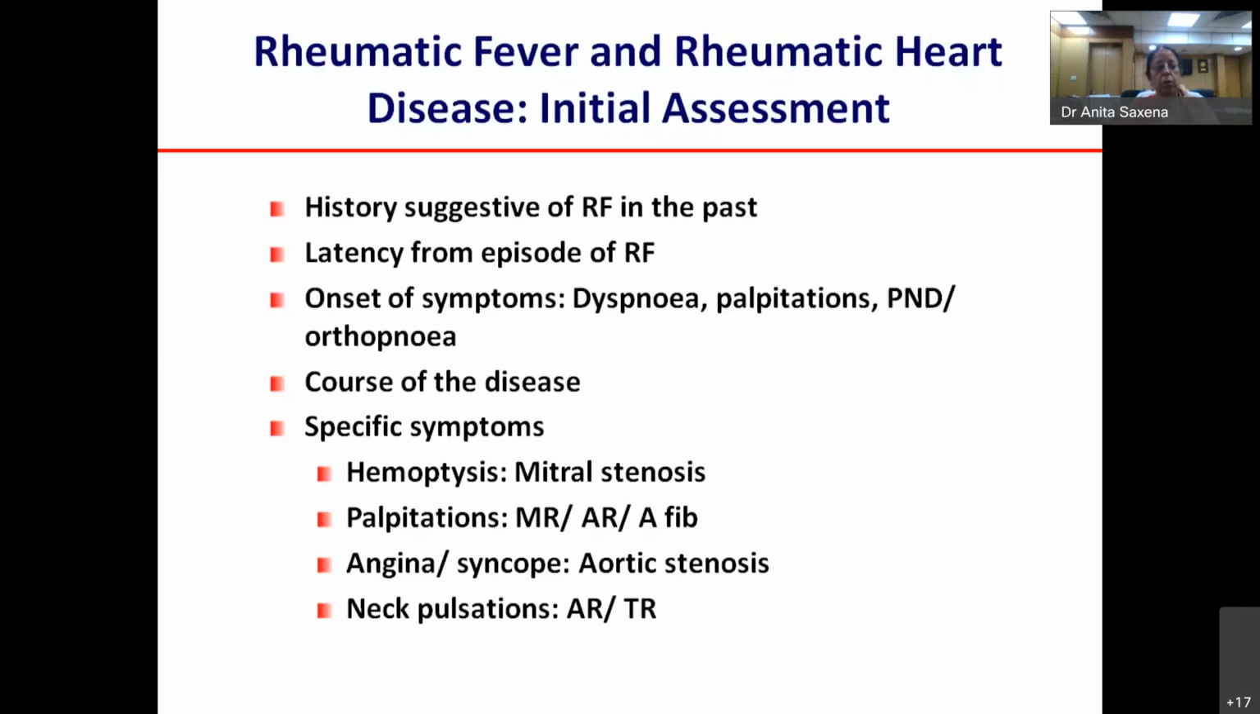And sometimes patients or their relatives do complain of neck pulsations, which could be because of a dilated ascending aorta due to AR, or it could sometimes be severe venous pulsations because of tricuspid regurgitation that may happen secondary to pulmonary arterial hypertension. So these are specific symptoms you should ask, even if they are not being offered by the patient, to find out what kind of valve lesion we are dealing with from the history itself.